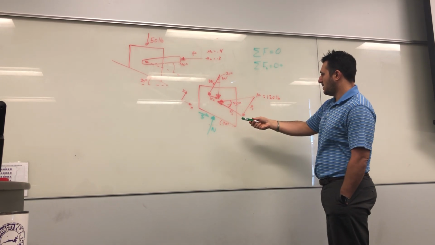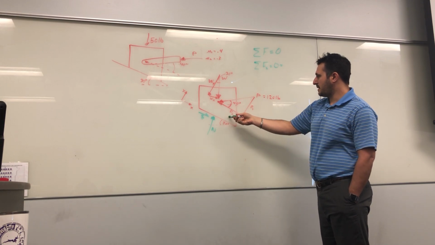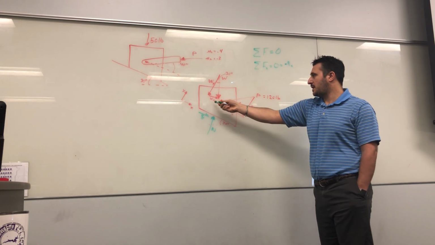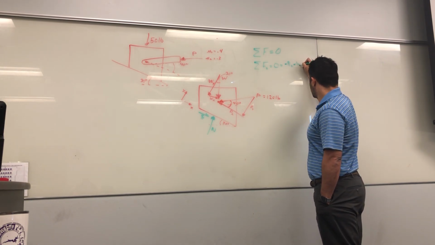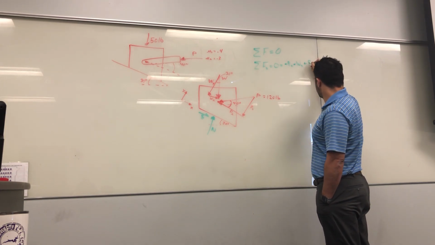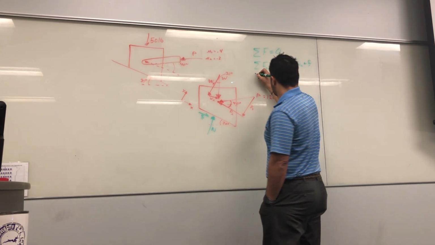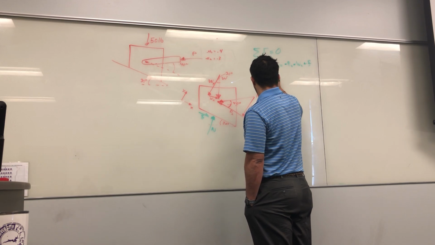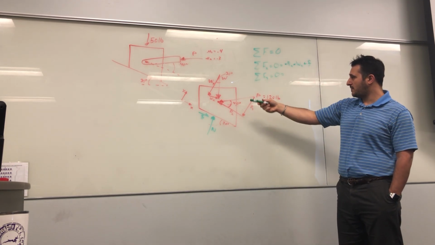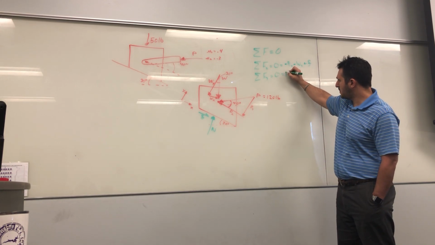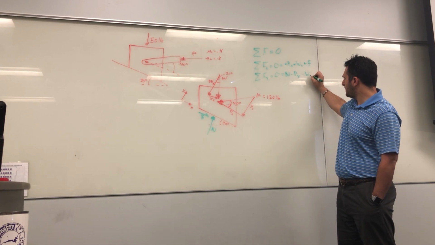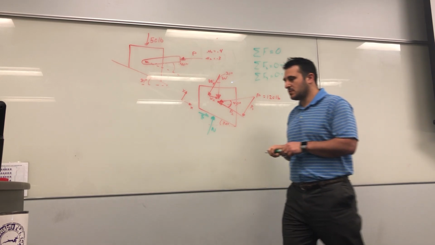Well, I've got negative P sub x, I've got positive W sub x, and I've got positive friction. Right? Now the sum of my forces in the y direction, that's 0. Well, I've got normal force, positive. I've got negative P sub y and negative W sub y, right?